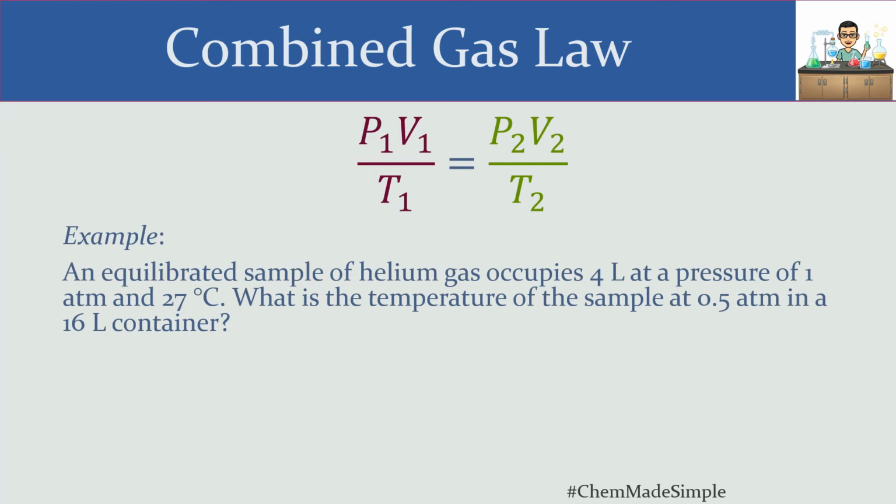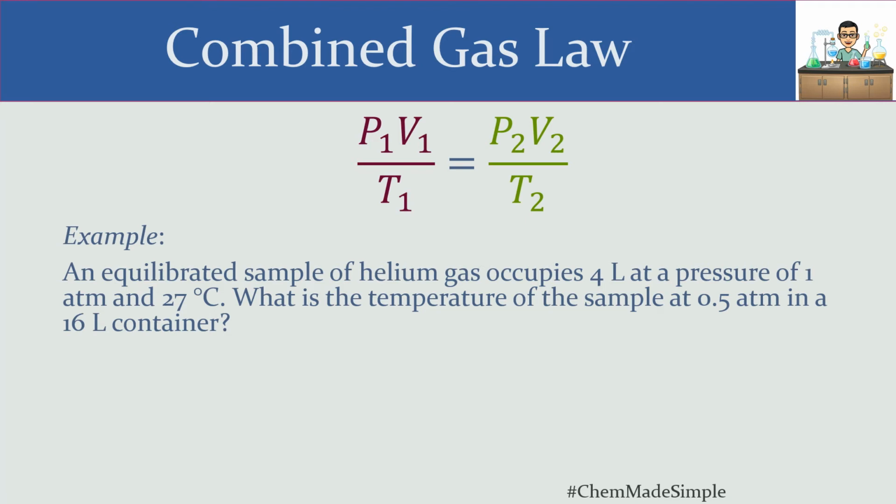So let's take a look at a situation in which we might use the combined gas law. Here's an example problem. What if we had an equilibrated sample of helium gas and it takes up 4 liters worth of space when the pressure is at 1 atm and the temperature is at 27 degrees Celsius. All of those situations combined are P1, V1, and T1. And the question is asking what's the temperature of the sample at 0.5 atm in a 16-liter container.